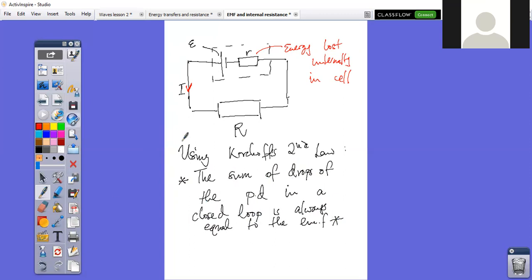Now this here is as a consequence of what? Consequence of energy conservation. This is just conservation of energy because EMF is the energy available per coulomb. So we're dealing with energy here. So this here is simply conservation of energy applied.